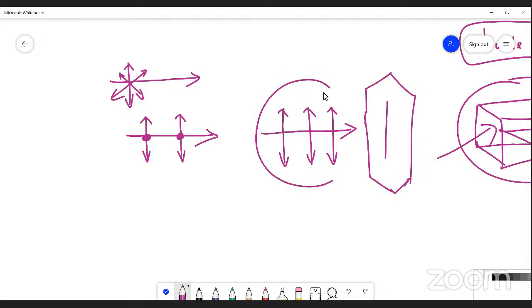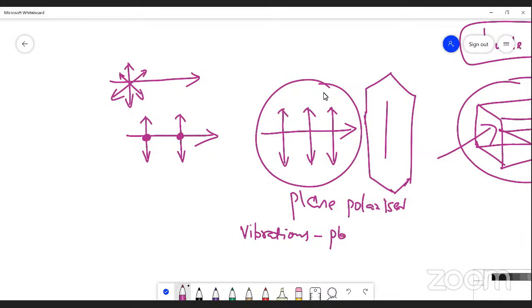This light is called plane polarized, and this is its symbol. Plane polarized light has vibration in the plane of the paper. And another vibration is required.